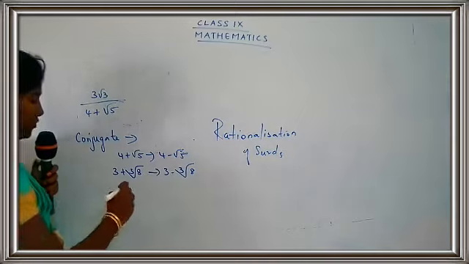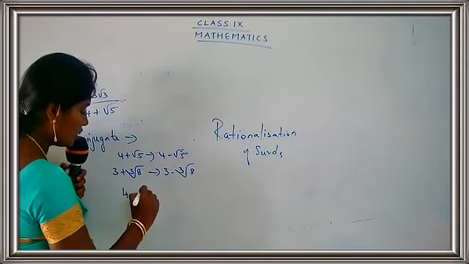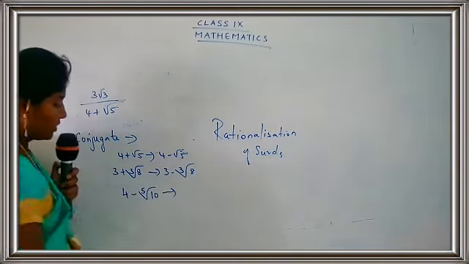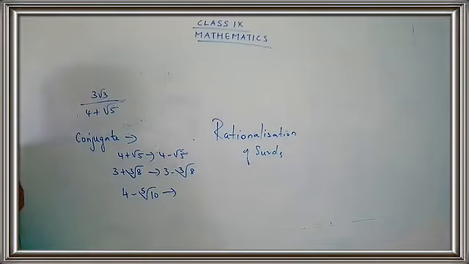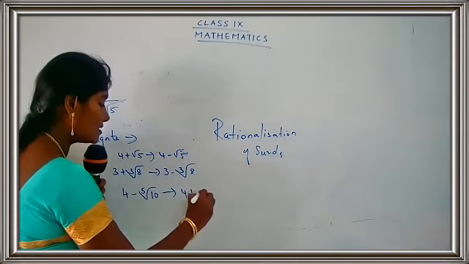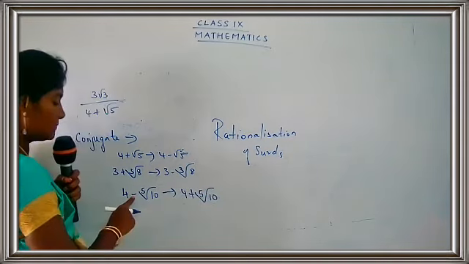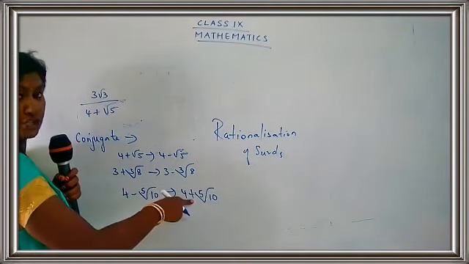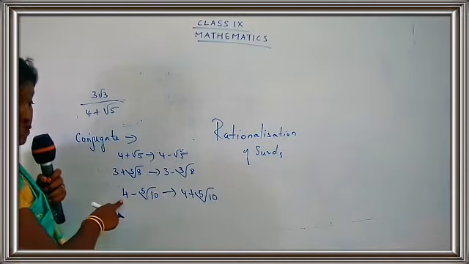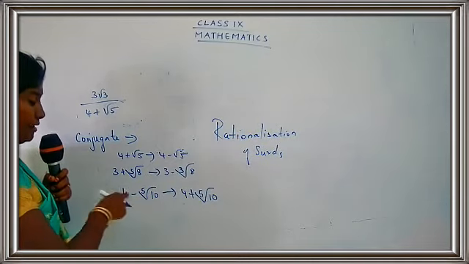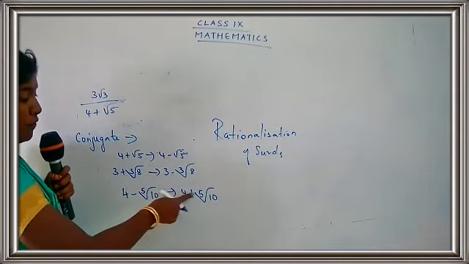Suppose I have one more example. It's 4 minus fifth root of 10. What is the surd? 4 minus fifth root of 10. So what is the conjugate of 4 minus fifth root of 10? The conjugate is 4 plus fifth root of 10. This is minus, so minus will change into plus.